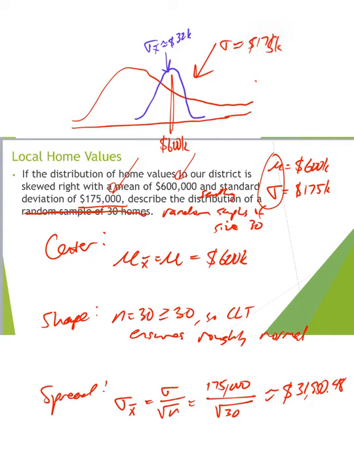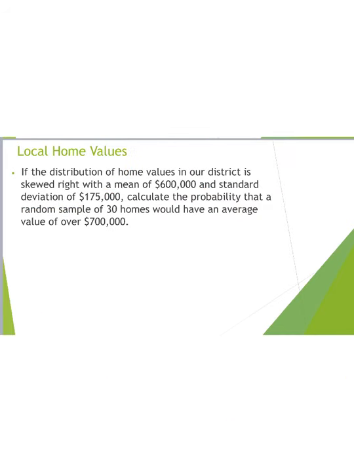So that's the 175,000 there. Okay, so the calculation here that could go with this is something like this. If we take that same distribution, same scenario, and we said calculate the probability that a random sample of 30 homes would have an average value of over 700,000. Okay, so what this is really saying is what's the probability that x bar is greater than 700,000?